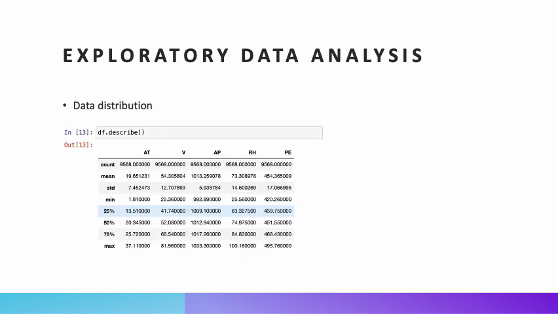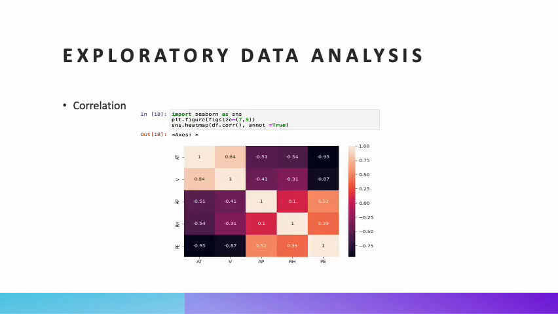Yeah. So the next thing is data distribution. So I also looked at the data distribution. I checked the counts for each column, the mean, the standard deviation, the minimum value, the percentiles, and also the maximum value. Then the next thing I did is to draw up a correlation, check the correlation between each column and also against the target variable. And the target variable is PE, which is the electrical output, right?